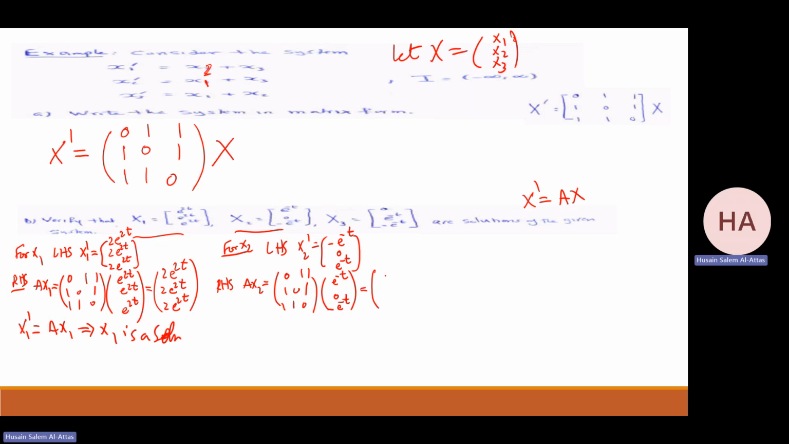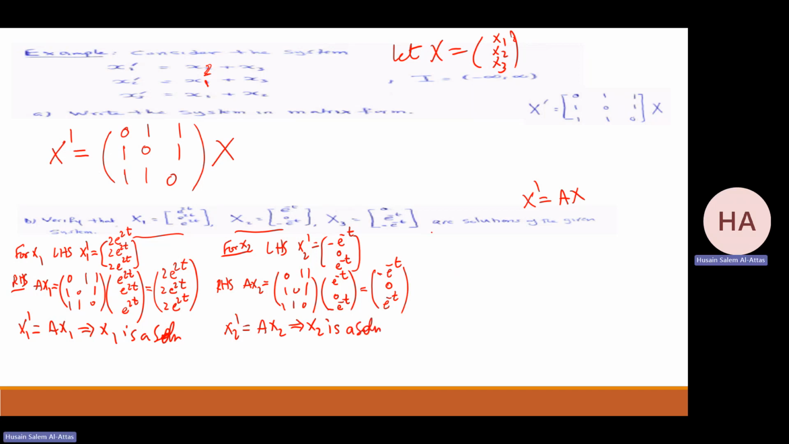0, 0 is minus t. No, b minus is minus t, sorry. 0 times is minus t, 0. 1 times 0, 0. 1 times minus is minus t, it will be minus is minus t. Then I have is minus t, 0 minus is minus t, that will be 0. This is minus t, 0, 0. That's it. Very clear. X2 prime equal ax2. So x2 is a solution.